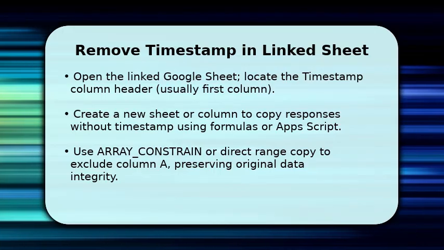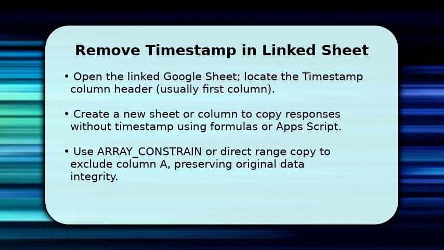Next, add a new sheet or a new range where you will replicate responses without that first column. This avoids altering the live form-to-sheet mapping. Use a formula like equals ARRAYFORMULA, B:Z, or specify the exact columns you need and double-check headers align.